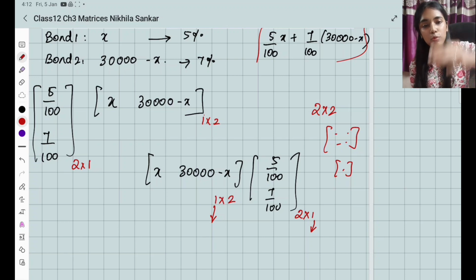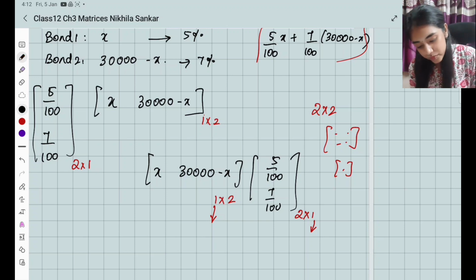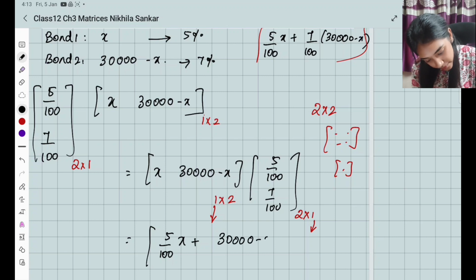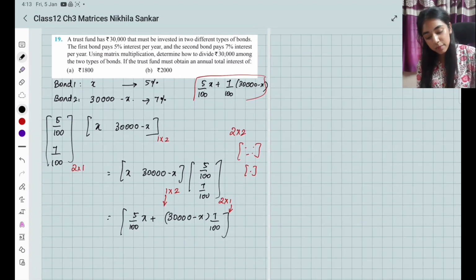If you invest this much money, how much will you get after 2 years? How much will come from the two bonds? That is the question. Okay? So when you multiply, what are you going to get? When I multiply this, I'm going to have 5 by 100 times x plus 30,000 minus x times 7 by 100. Now the same thing came in our word problem, and the same thing comes in matrix multiplication.